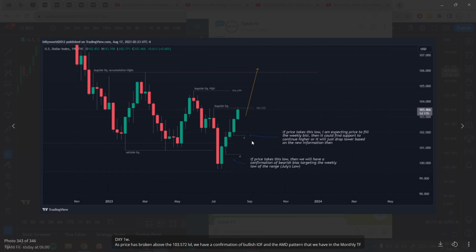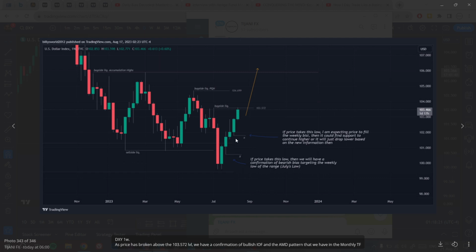Then we could have a continuation higher, or price could just drop lower based on the new information there, right? Because once price drops here, we're going to have new candles, new information, then we're going to see where price is going. But I don't see this as a shifting bias. But if price takes this low here, this is for me a shifting bias, and we will have a confirmation of bearish bias targeting the weekly low of the range, that is July's high.